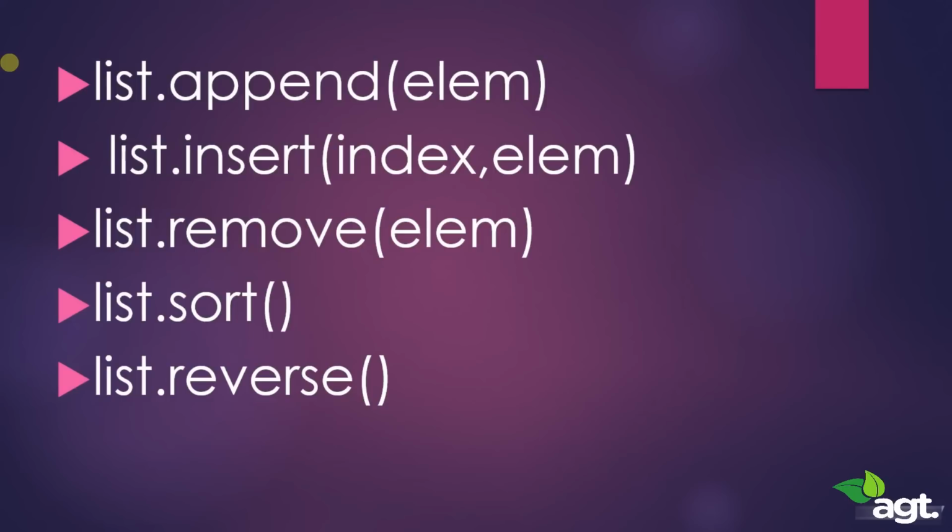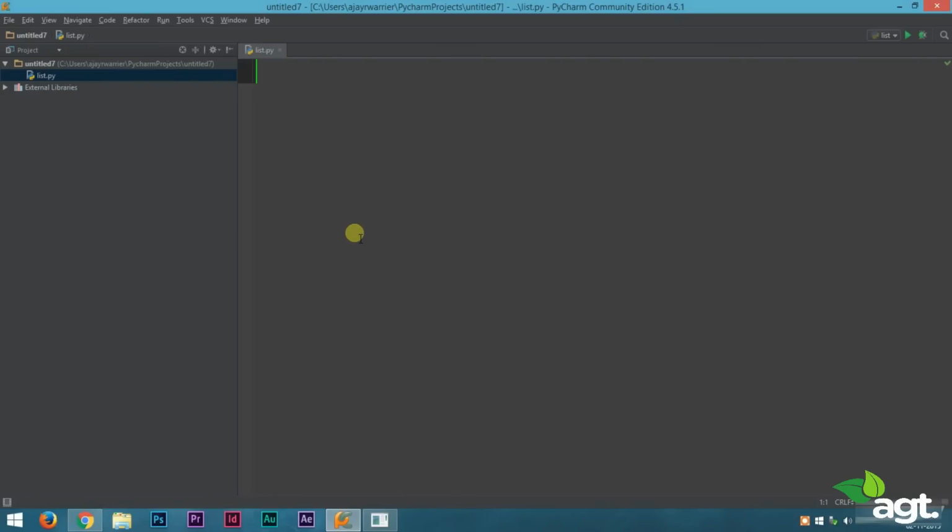So in this lecture, we are going to learn 5 of the most important list functions or list methods. They are append, insert, remove, sort and reverse. We'll be learning these 5 methods. These are the most important and most useful methods of list. So let's learn each of them. I'll explain all these methods with the help of an example.